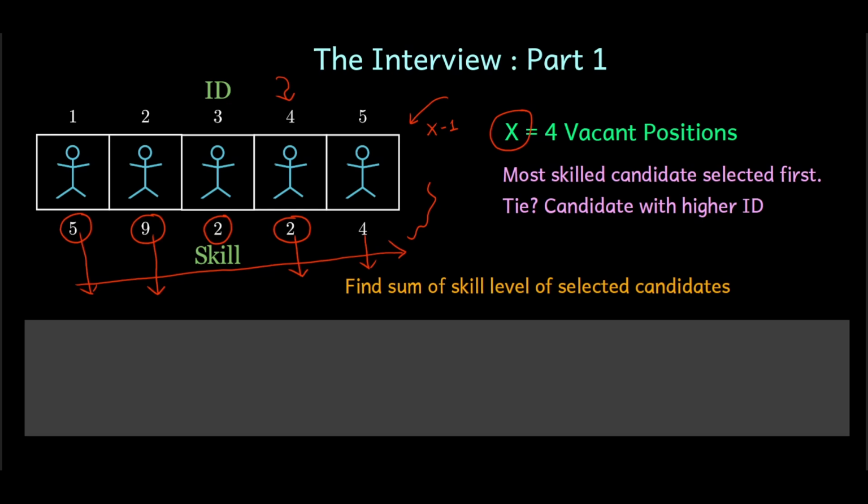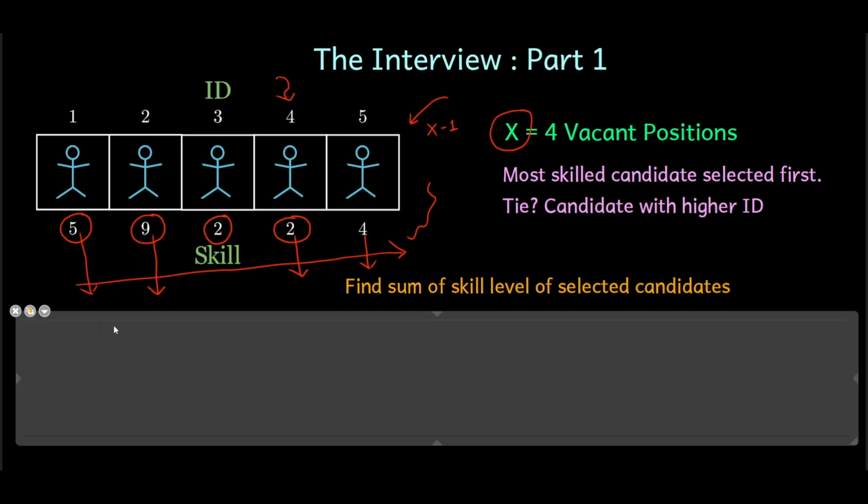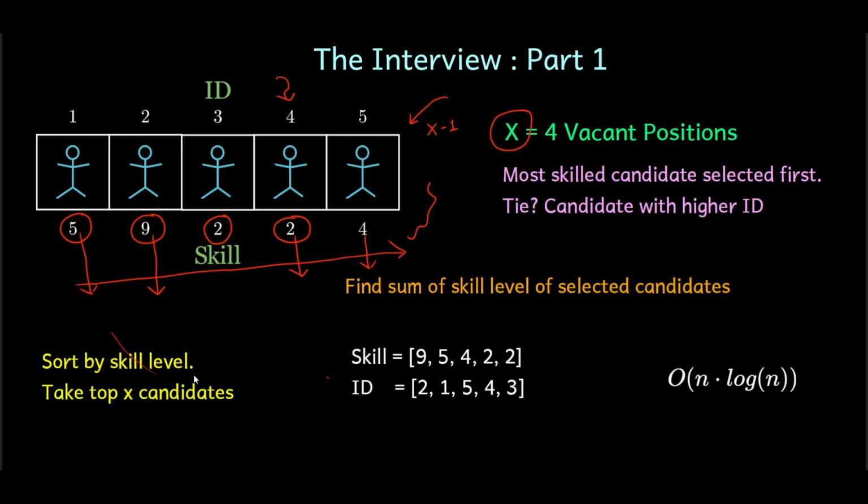If you have solved some problems on LeetCode, you might consider this a fairly easy problem. In fact, the solution is to sort the list of candidates as per the skill level. So you sort the list of candidates in descending order according to their skill, and then you take the first X elements. All you have to do is write a custom comparator that will sort the candidates on their skill level and take the first X elements. The time complexity of this algorithm would be n log n because you are sorting n entries.